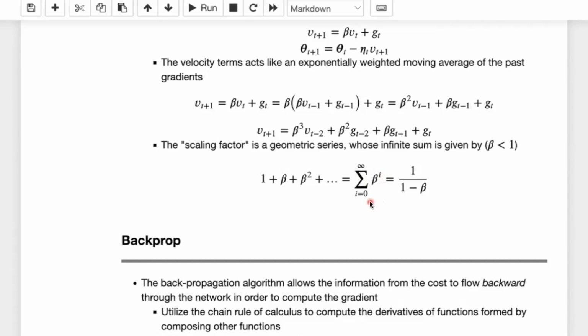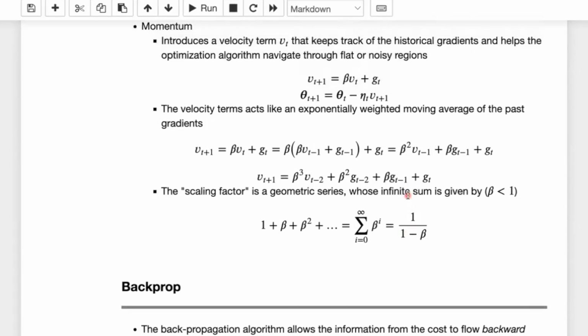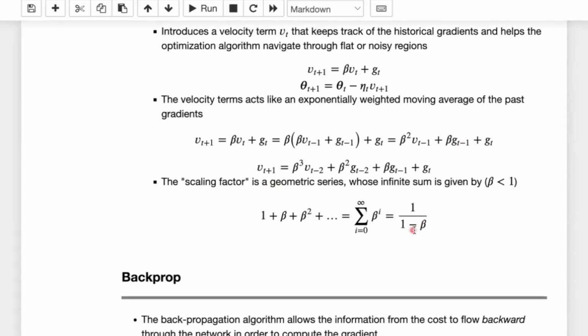And this is something that you probably have seen in calculus. So the result of this summation is 1 over 1 minus beta, meaning that it's actually finite and even has a closed form solution. So therefore, this is a good sign that we can use momentum to get out of noisy or flat regions when we are solving this optimization problem. And at the same time, this is a well-defined problem. As long as these gradients are bounded, we can show that we always have a bounded velocity term, right? Because that's what appears in our upper bound.